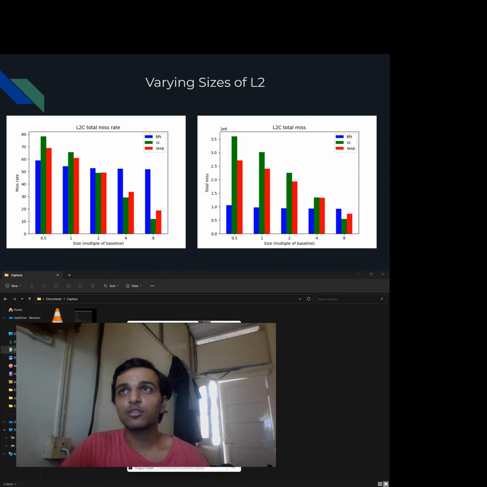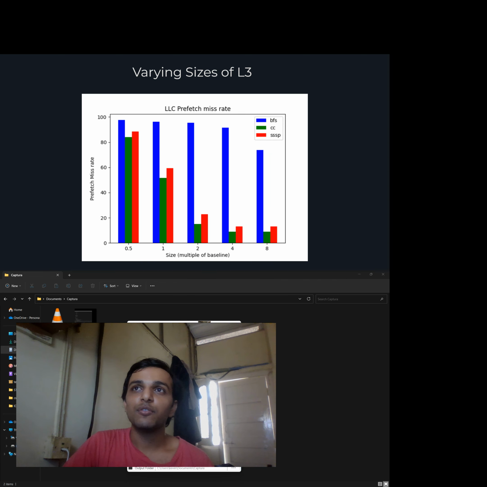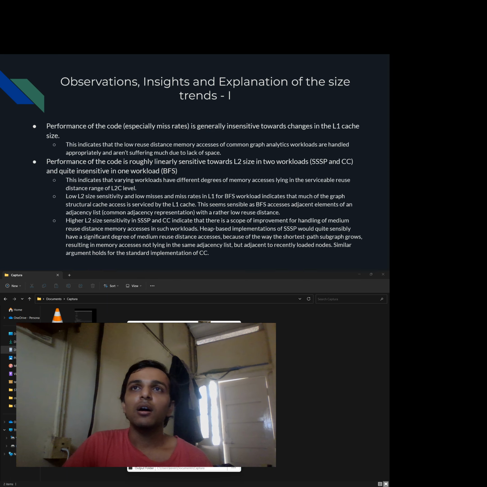For varying sizes of L2, the effect is slightly more pronounced as compared to that in L1. And if we consider L3, the effect is even more pronounced as compared to L2. And this is the prefetch miss rate trend for LLC. From these plots, we can understand a few insights and explain the trends as follows.